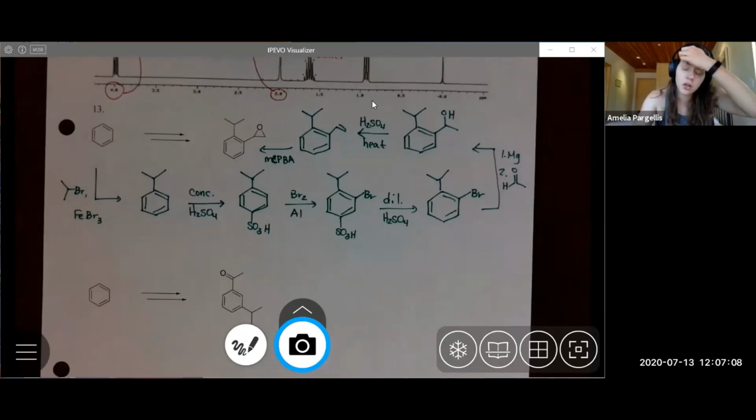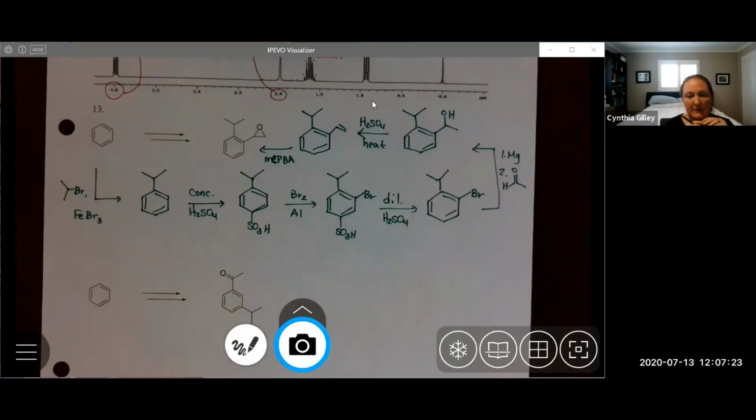Could you also, for that second to last step, convert the alcohol to a good leaving group with like TsCl, pyridine, and then do an E2 with NaH? Yep. Okay. Yep. Either or.